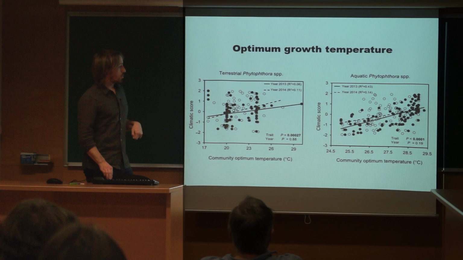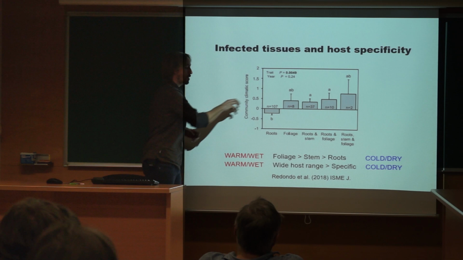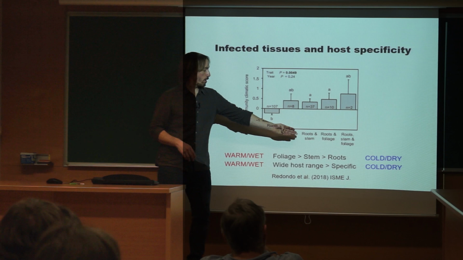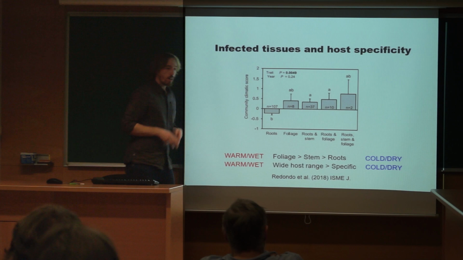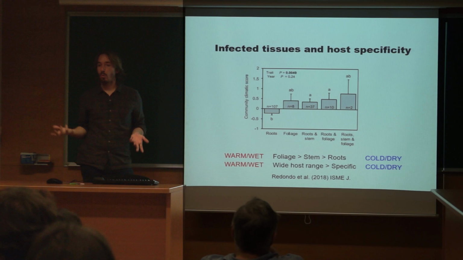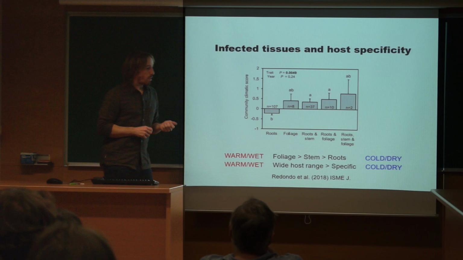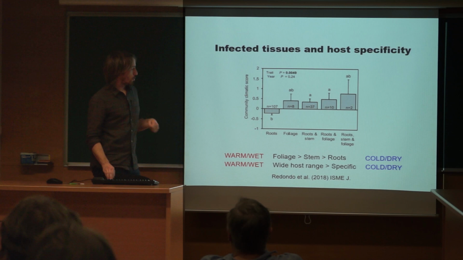And also for infected tissues. We know some species that only occur in the roots. They are specialized in roots, some others specialized in foliage, and some others on the stem. And we could see more or less the same pattern here. So species that are in the roots tend to be in cold and dry areas, whereas species that attack the leaves are more in warm and moist areas, which would make sense if you think that this environment matters in understanding what the constraints are for these microbes.